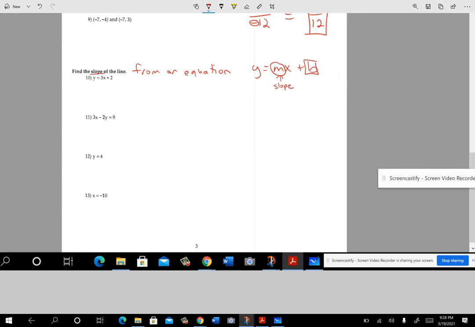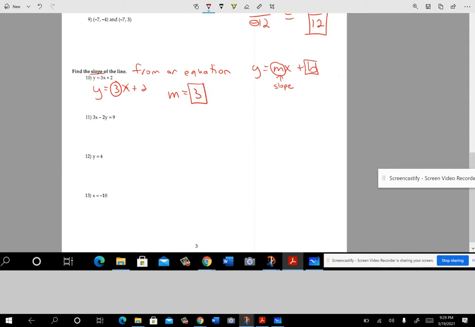So if we have an equation in this form, we can just look at the number that's the coefficient of x, and that's going to be your slope. Okay? So on this one, it's already in slope-intercept form. Let me just write it a little bigger so I can circle that. So the slope is 3. M equals 3, and that's all there is to it. Not 3x. Slope is the number in front of the x connected to it.